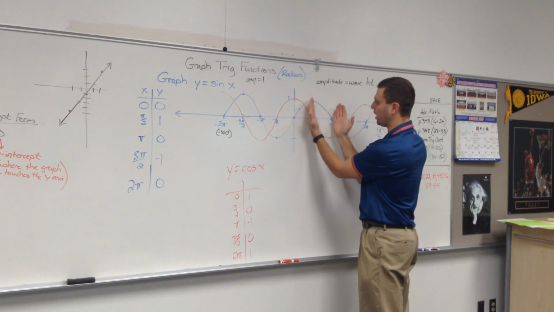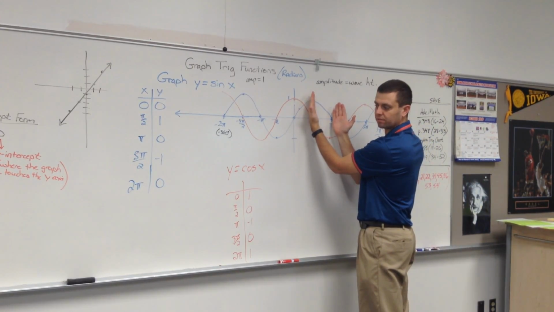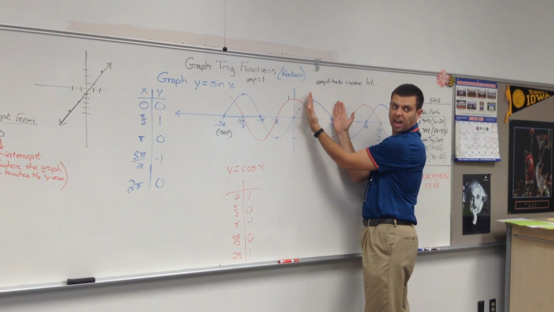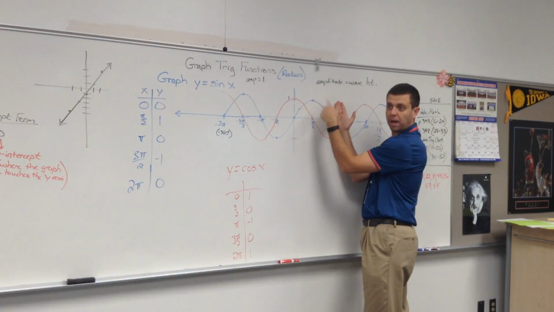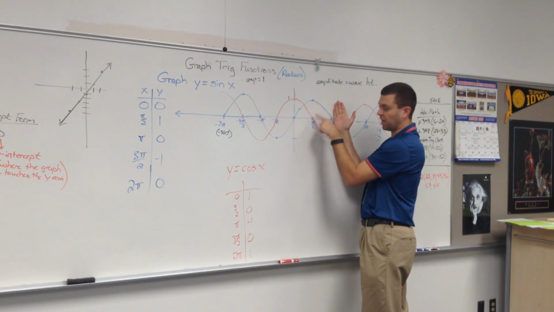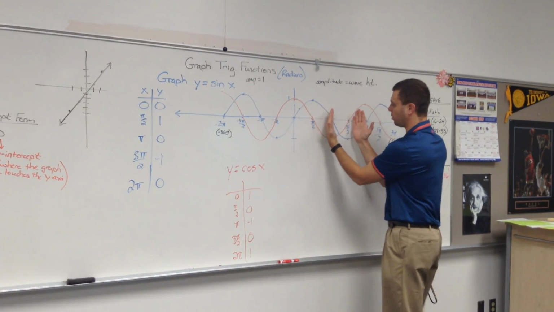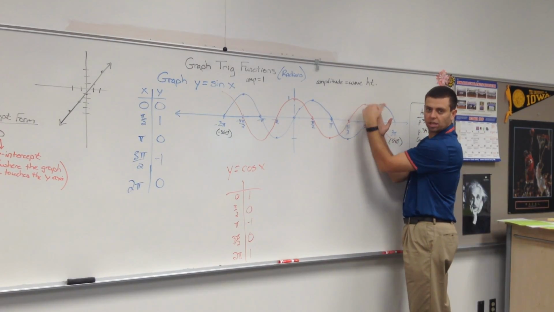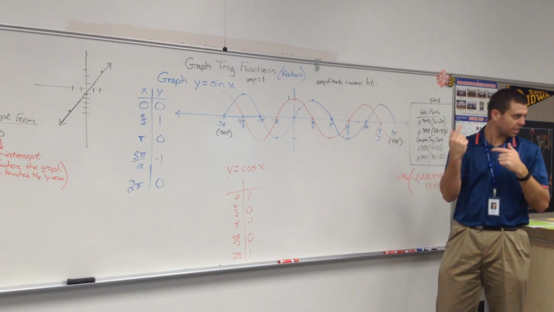Let's look at the second quadrant. What's positive? The blue one, which is your sine curve, right? Sine is positive in the second quadrant. Cosine is negative in the second quadrant. Let's go to the third quadrant. Both negative. Fourth quadrant. Cosine is positive. See that connection there?